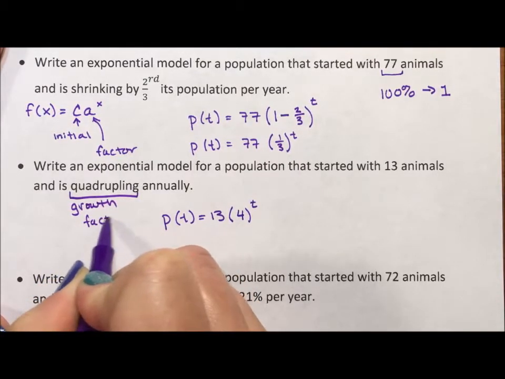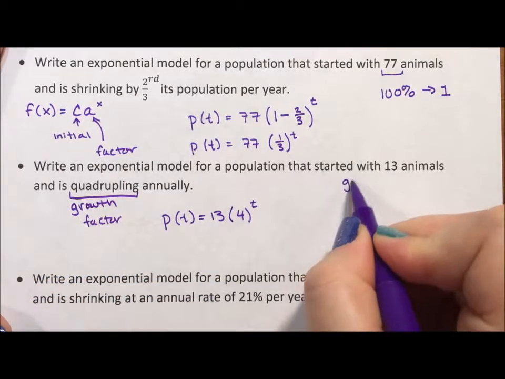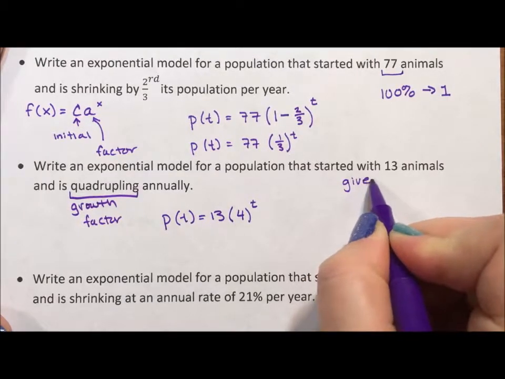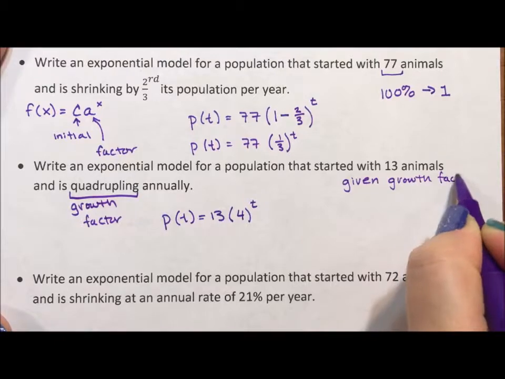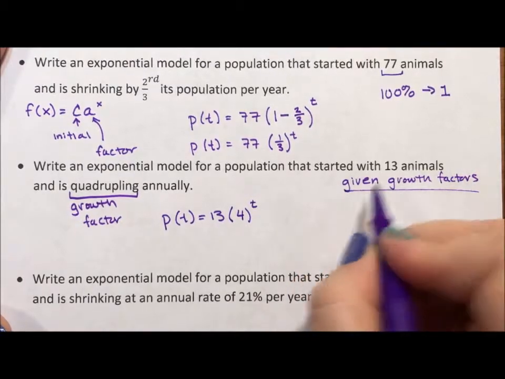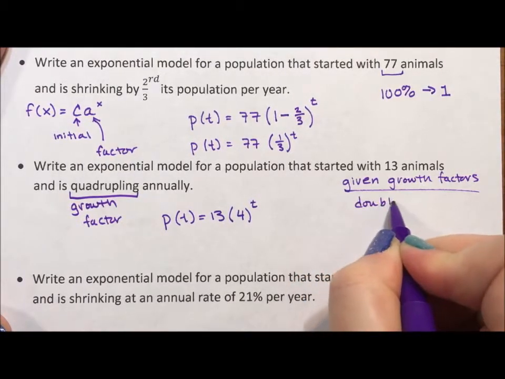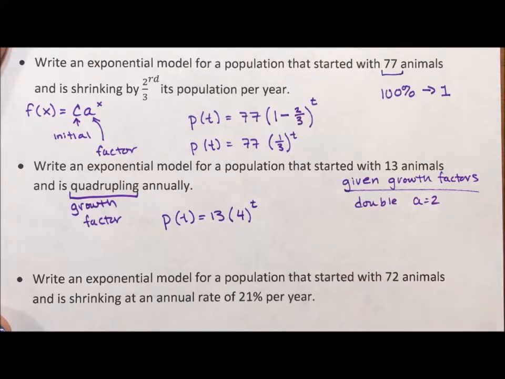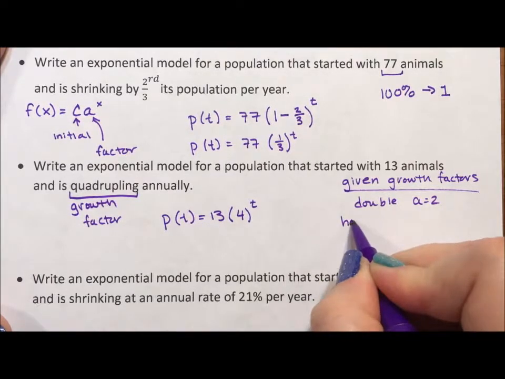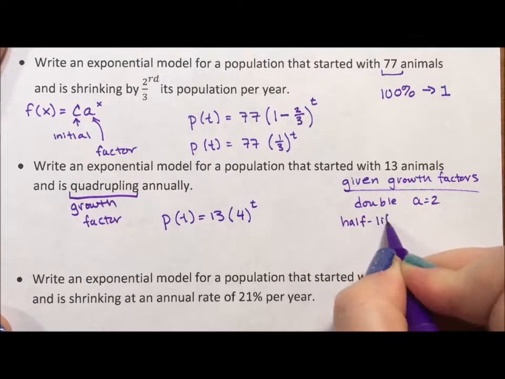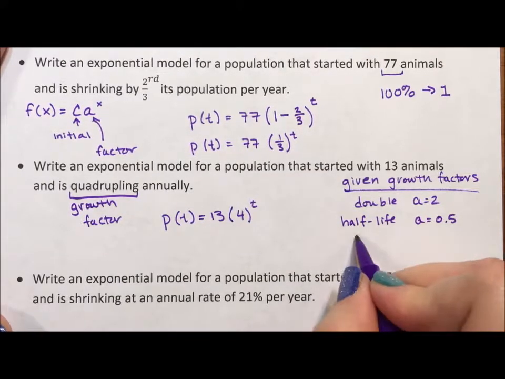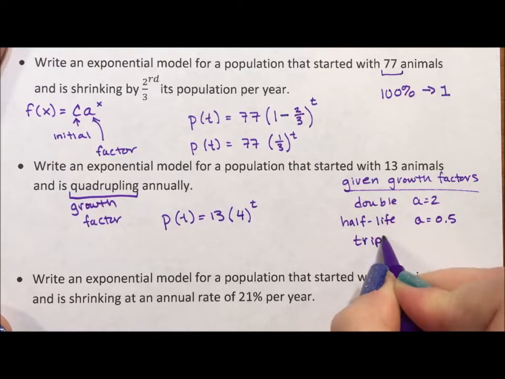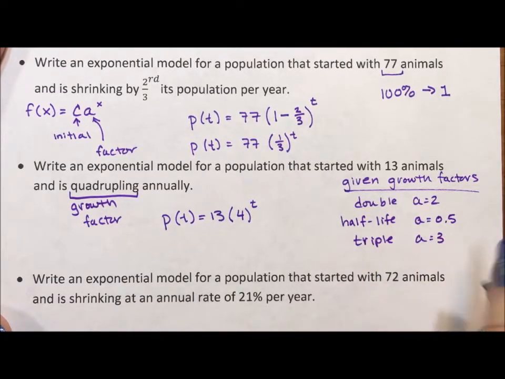This happens a lot. Given growth factors that you see a lot. You'll often see double, at which point a is just equal to 2, nothing else. You see half-life a lot. Half-life is just when a is 0.5 or 1/2. Triple, when a is 3. You get the idea.